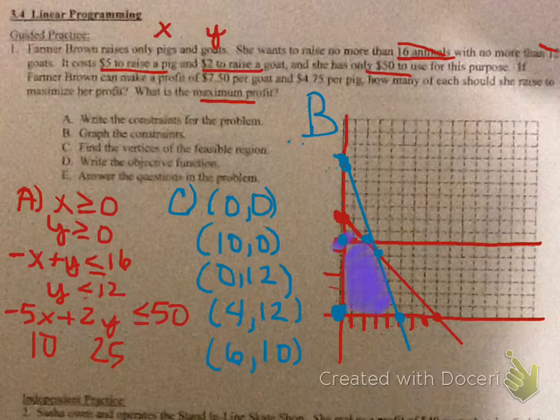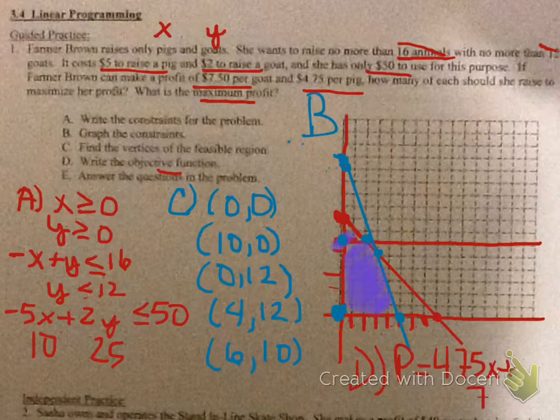Now for part D, I need to write the objective function. That is where my profit's going to be. So I want to think about profit. So I'm going to put part D down here. Profit. Well, how much profit do I make? I make $7.50 per goat, $4.75 per pig. Notice pig was X. So the profit is equal to 4.75X plus 7.50Y.